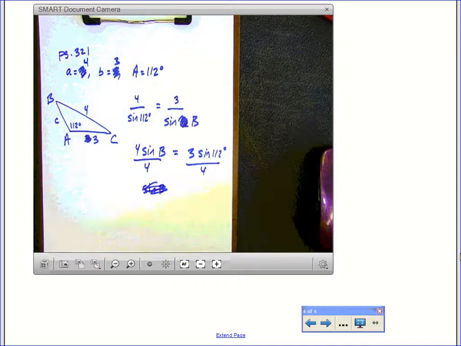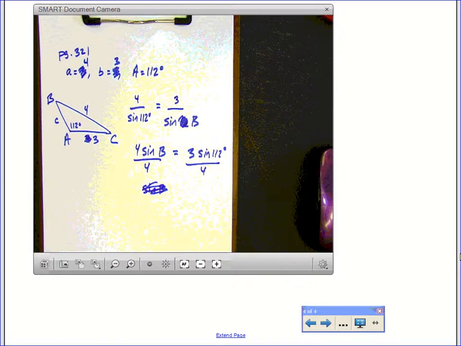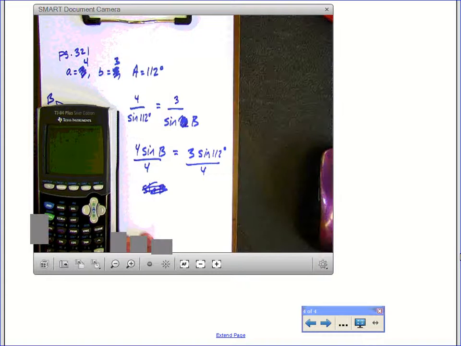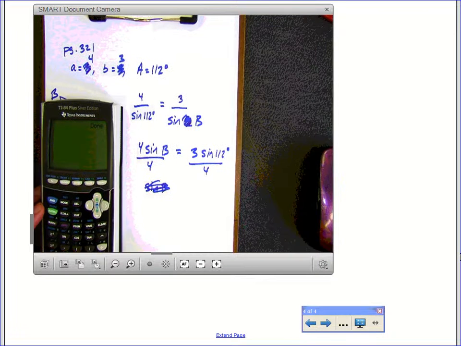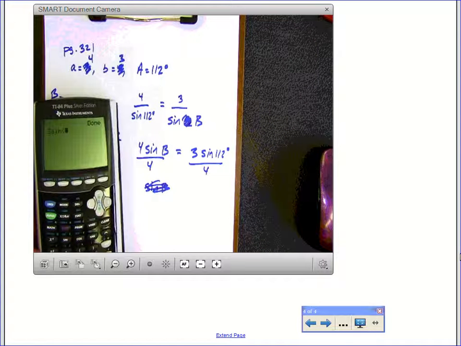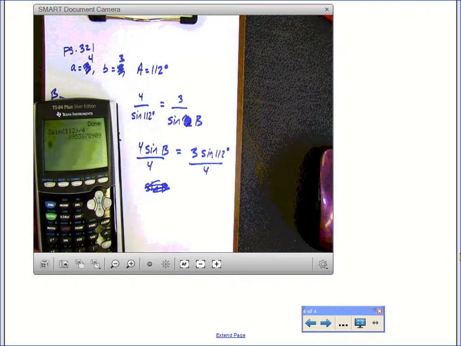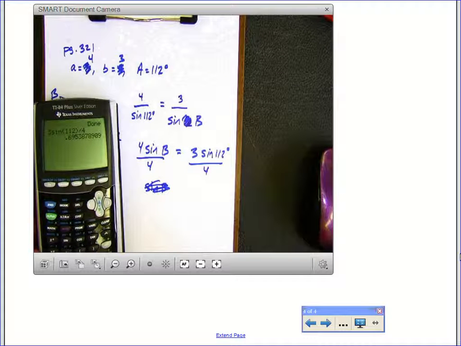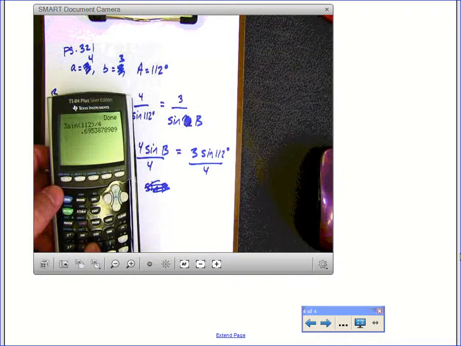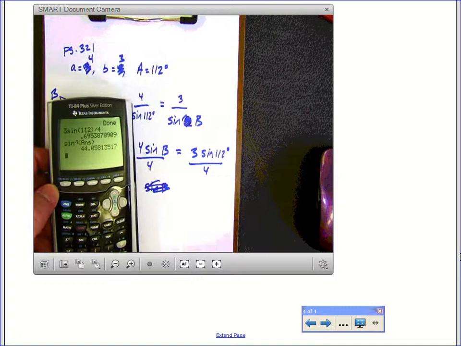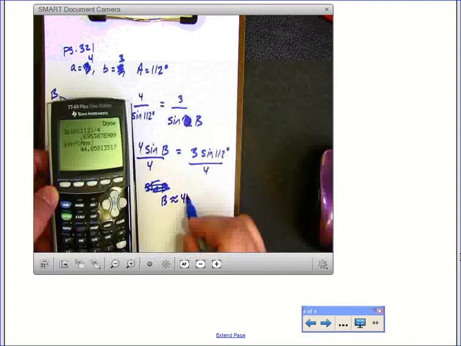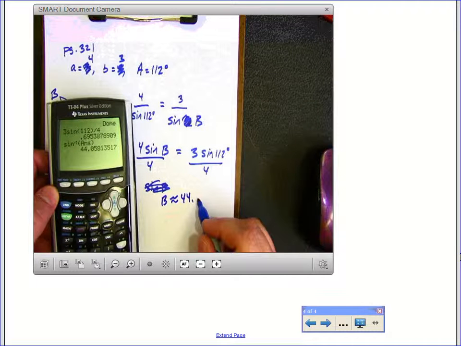Okay, 3 times sine of 112 divided by 4. Okay, so I got 0.69, but that's going to be the sine of B. So to find B, we're going to do the inverse of that. All right, so angle B here is about 44.1 degrees.